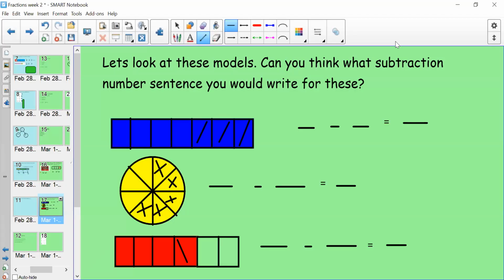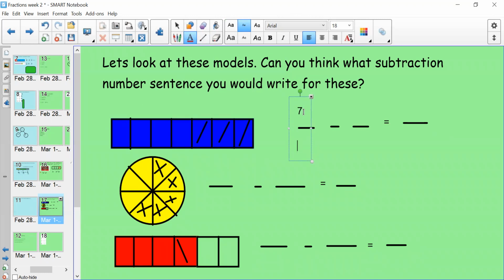Okay, so what we would do first is we would first have to see what fraction we have. So what amount are we actually dealing with? So for the blue one, we have to count how many parts we have. So we've got 1, 2, 3, 4, 5, 6, 7. So we know we're dealing with the 7th fraction because there's 7 parts. So you can see that the whole fraction has been colored in blue. So to begin with, we had 1 whole. So you could either write the number 1, but I'm going to write 7/7. Because we can see that 7/7 have been shaded in blue.